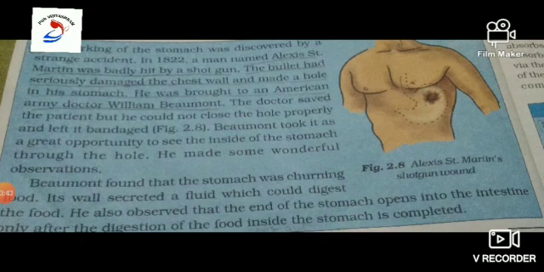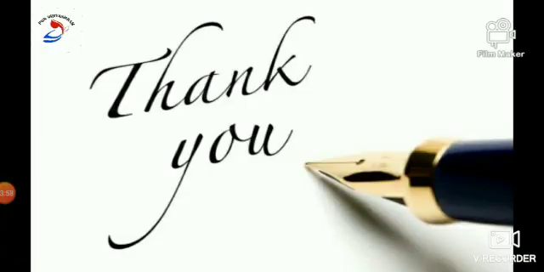Beaumont took it as a great opportunity to see inside the stomach through the hole. He made some wonderful observations. The stomach was churning food. Its wall secretes a fluid which could digest the food. He also observed that the end of the stomach opens into the intestine only after the digestion of food inside the stomach is completed. Hope you would have enjoyed this session.